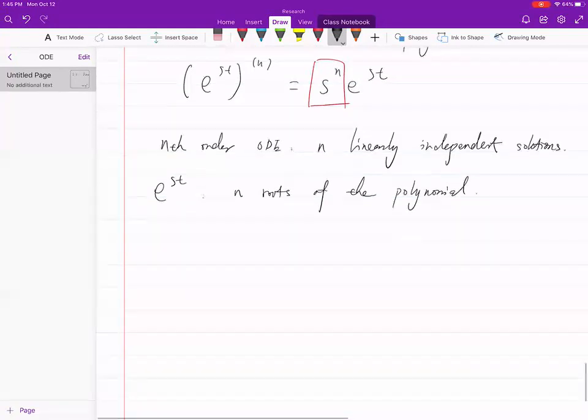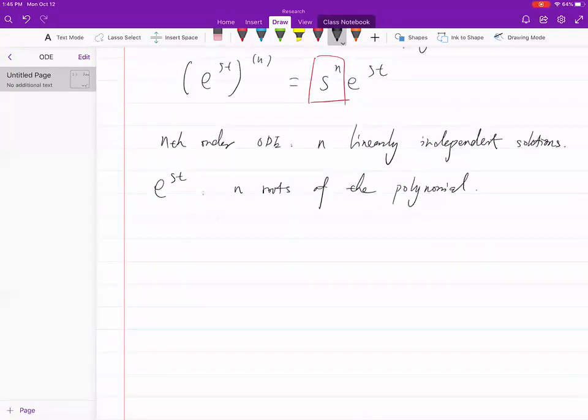Sounds good? If all those roots are real, beautiful. That's just e to some number times t. That's exponential. If you have complex roots, we just handle it. It's no big deal. It's just a real part plus an imaginary part, and the imaginary part gives you cosine and sine.